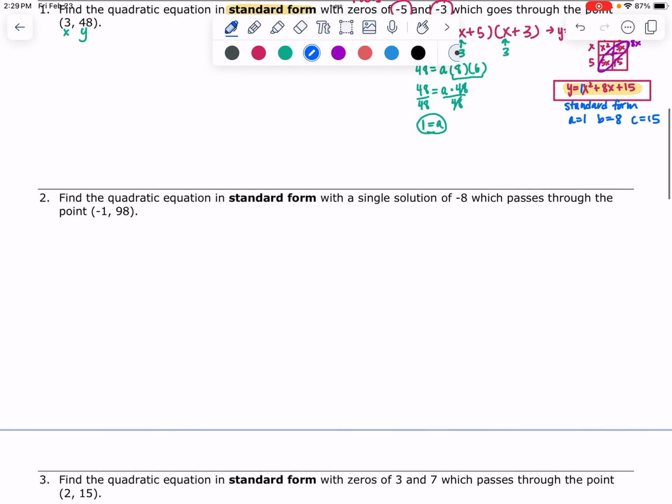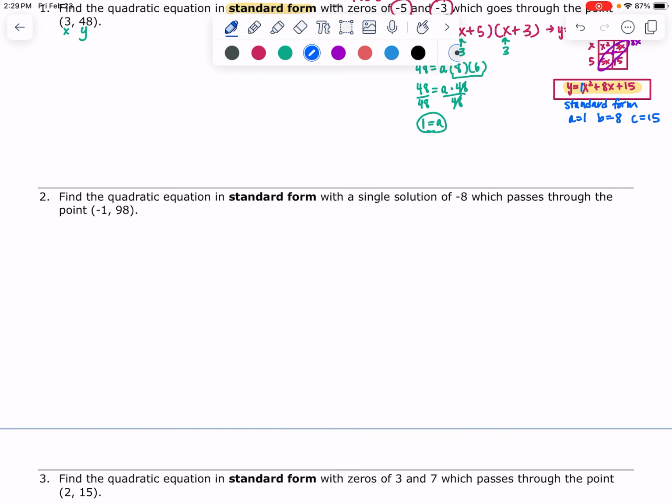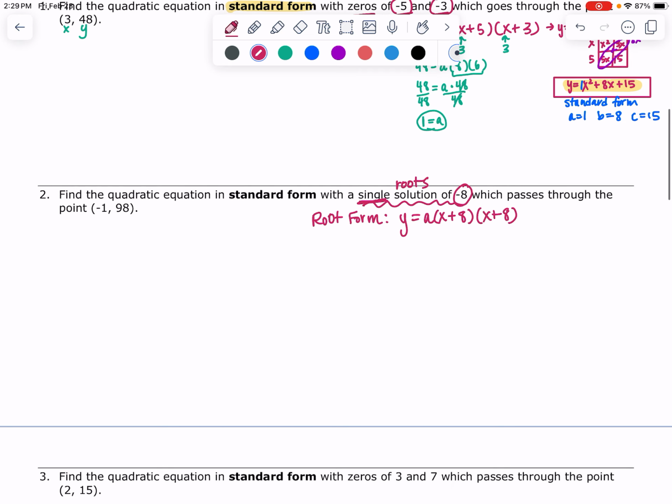Okay, on this next one, it says a single solution of -8. So that means that factor is repeated. And so remember, solutions are also another name for roots. And so our root form would be y equals a. I don't know what a is. And then we would have that x plus 8. And we would actually have it written twice since it's a single solution.